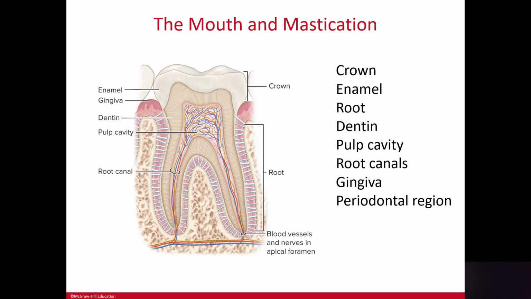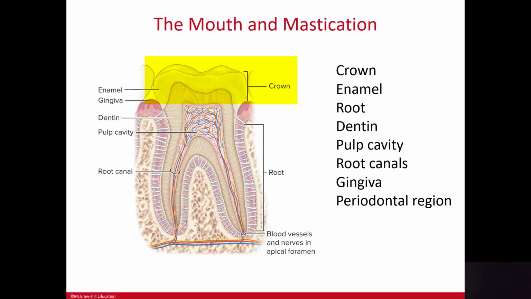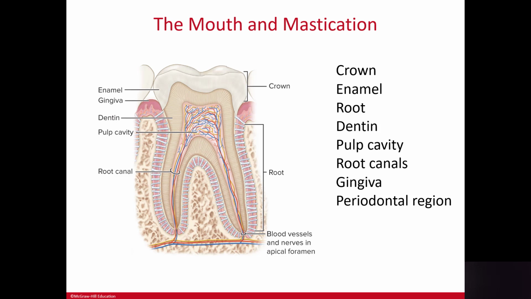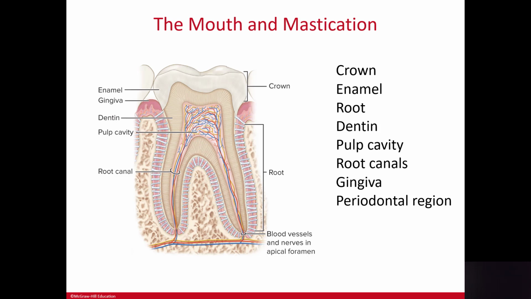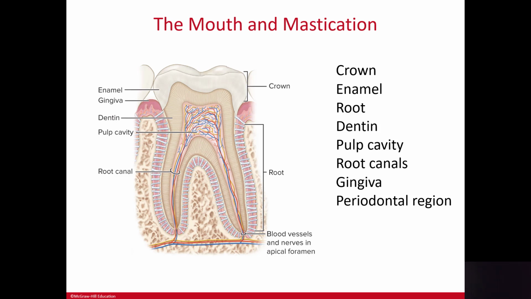Each tooth has 2 main parts. We have the crown of the tooth, which projects above the gum line. That's the part of the tooth that we see. And the crown is covered in enamel. That's the hardest substance in the body. And then the root of the tooth is embedded in the jaw, so we don't see the root of the tooth. The bulk of the tooth is composed of dentin, and that's a substance kind of like bone, but it's harder. And that dentin surrounds the pulp cavity, that's the inside, and that pulp cavity contains nerves and blood vessels.